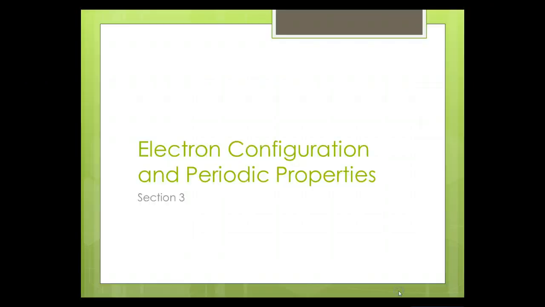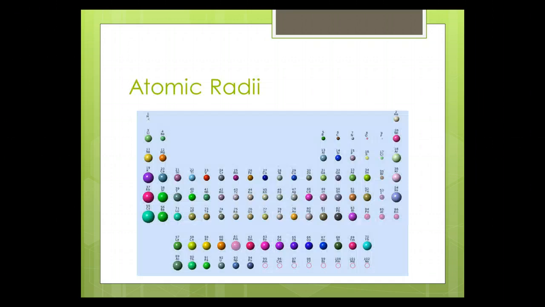Okay, guys, let's do electron configuration and periodic properties. This is the last section for this chapter. Atomic radii. Here I have a nice visual for you. It's nice colors. You also have one in your book, and that one actually gives the values in terms of picometers for your atomic radii.